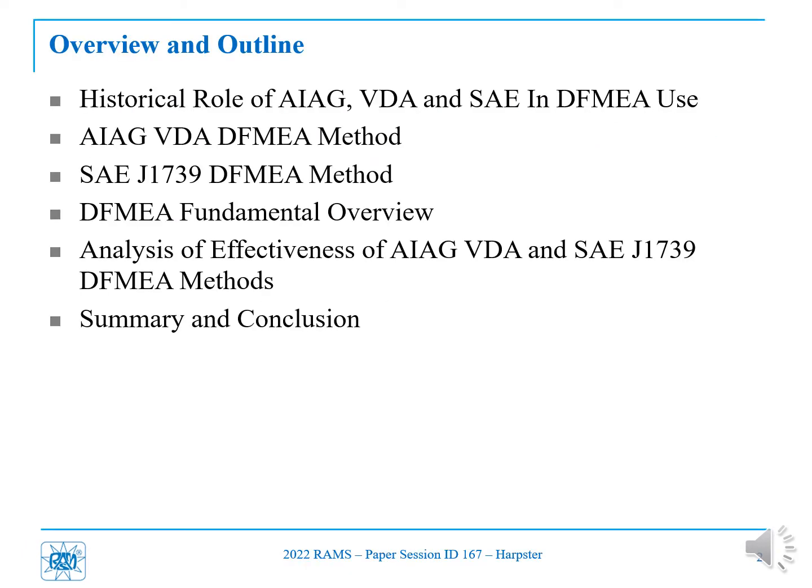During the presentation, we will be covering 6 basic topics. The first topic will be the historical role of the AIAG-VDA and SAE in design FMEA use. The second topic will be the fundamentals of the AIAG-VDA DFMEA method. Thirdly, we will look at the fundamentals of the SAE J1739 DFMEA method. For purposes of comparison, we will then go over a few basic design FMEA fundamentals. We'll use these fundamentals to assess the effectiveness of these two new methodologies. In a summary and conclusion, we will talk about both the benefits and the weaknesses of these new methodologies.